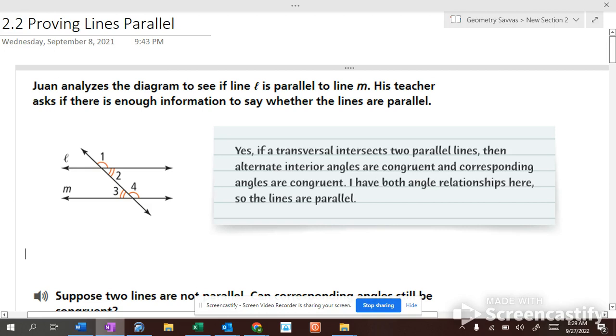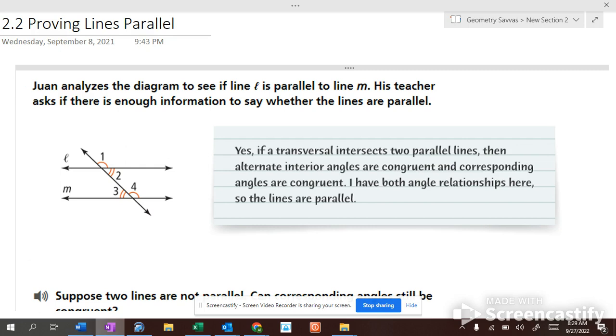One analyzes the diagram to see if L is parallel to M. His teacher asks if there's enough information to say whether the lines are parallel. One says yes. If a transversal intersects two parallel lines, then the alternate interior angles are congruent and the corresponding angles are congruent. Since he has both relationships, they must be parallel.